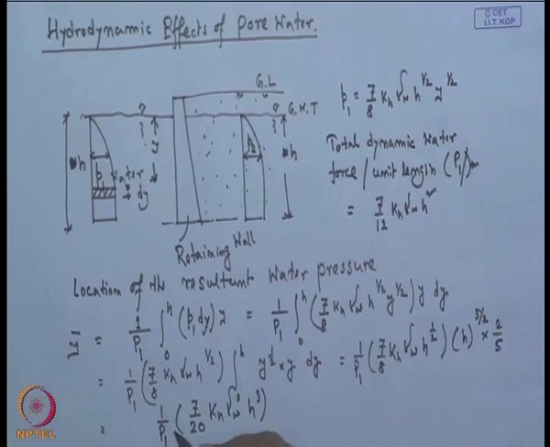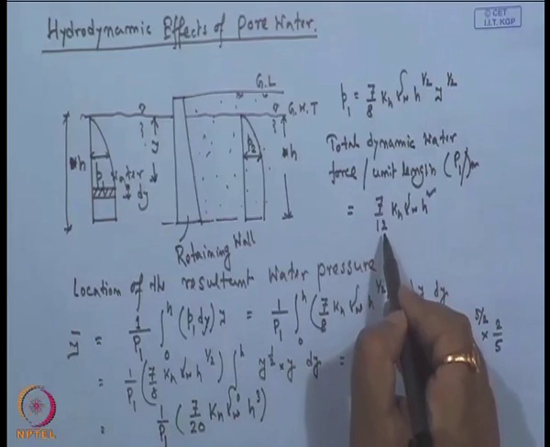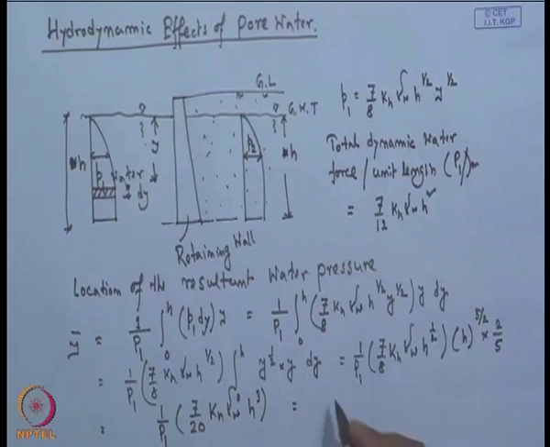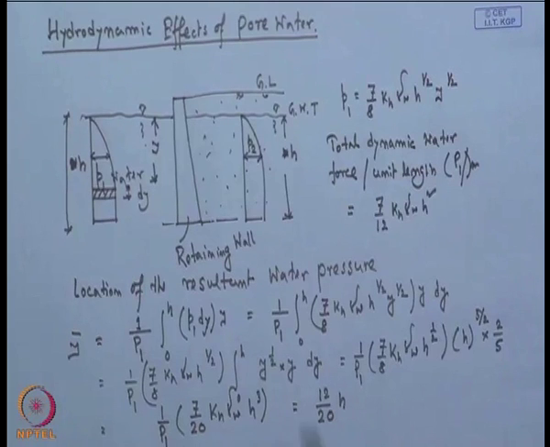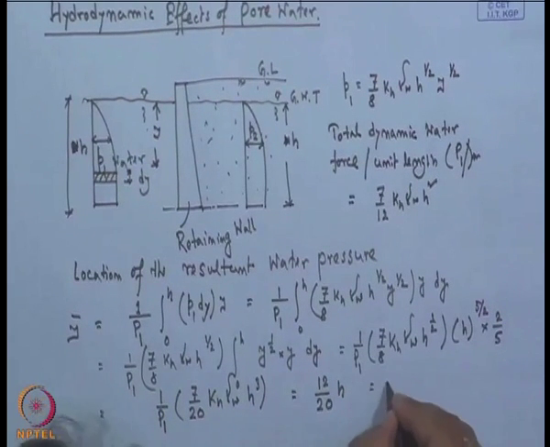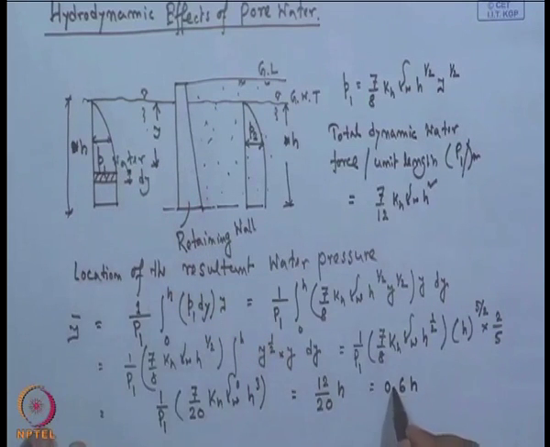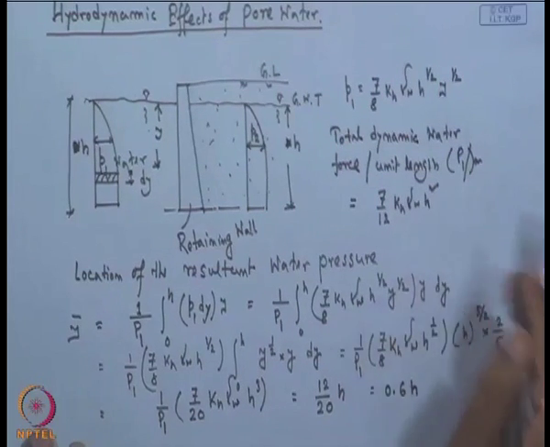So, finally, if I put the value of P1, that is 7 by 12 kh gamma w h square, we will get this value: 12 by 20 into h, as this is 7 by 12. So, this will be 12 by 20 into h, and kh gamma w and h square will be cancelled out. So, now we will get this value as 0.6 of h. That means the location of the water force is 0.6 of h from the top of the water level, and the total force is 7 by 12 kh gamma w h square.